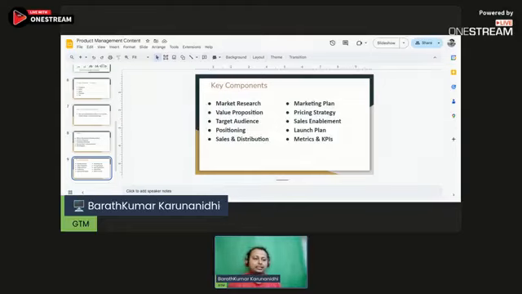The last is the metrics and KPIs. The key performance indicators, you need to define them so that you will know whether the GTM strategy plan is successful or not. So you have the metrics in place, you need to track them and have an eye on them always, and you make sure you have a feedback loop as well, so that any feedback coming about the product from the market, you capture all of it and then refine your feature set in the future.